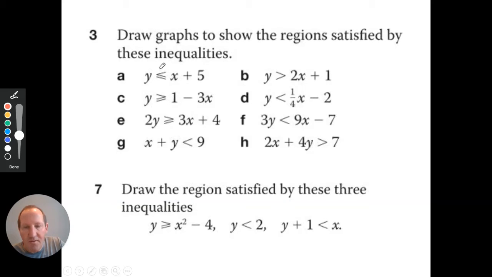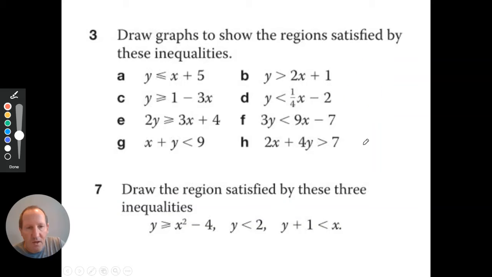And the secret is we can't really draw a whole inequality. We have to just draw the equation. So we draw y equals x plus 5. In this one, we draw y equals 2x plus 1. Now, because this is a less than or equal to, we're going to end up drawing a line. Then the region is going to be below that because it's less than, and I've got a solid line because it's less than or equal to.